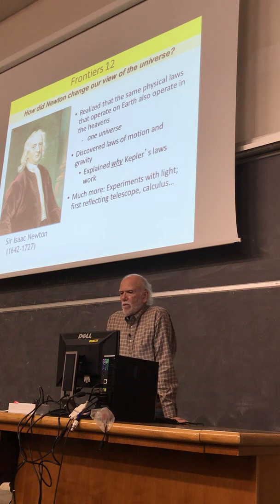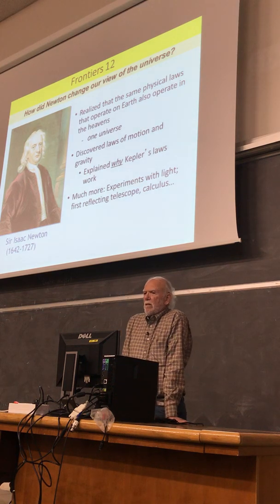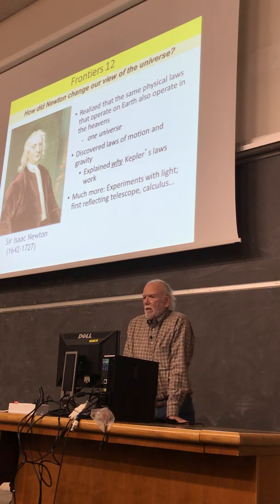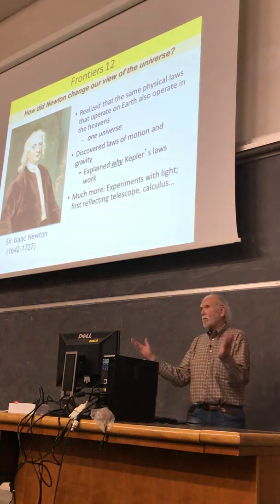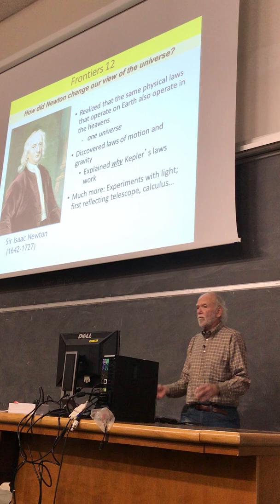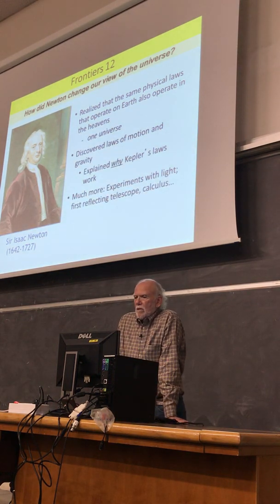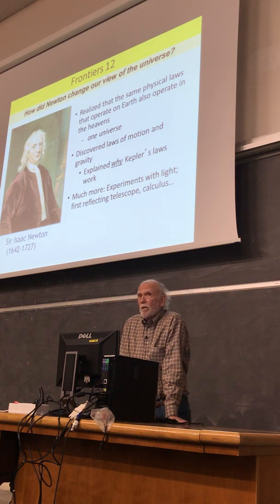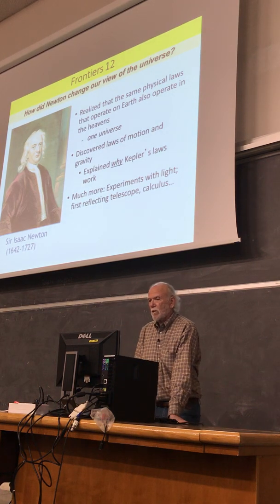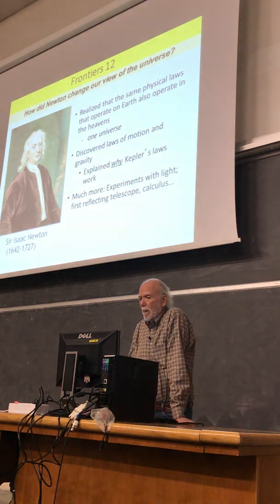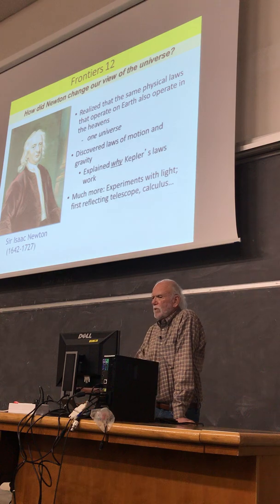So there was a lot known, of course, before Newton, but what he did was he realized that the same physical laws that operate on the Earth operate everywhere. So that was kind of the universal aspect, one universe. He discovered the laws and motion of gravity that explained what we had before empirically, and that is Kepler's laws for planetary motion and so forth. And of course, Newton did a lot else.